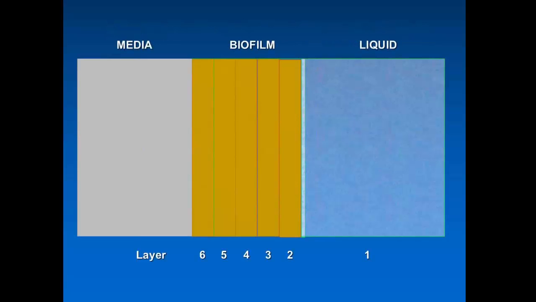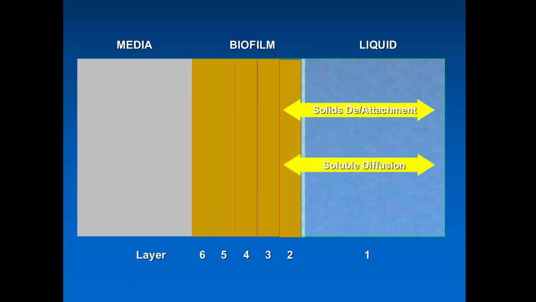So I'm going to run through that in a little bit more intuitive way by showing you this diagram that has some arrows here to indicate all of the processes that are going on simultaneously. One, of course, is the solids attachment and detachment. That's dependent upon the concentrations in the biofilm and in the liquid, and I'll show you the equation for that in a minute. We also have the soluble diffusion. That's in and out of the biofilm.